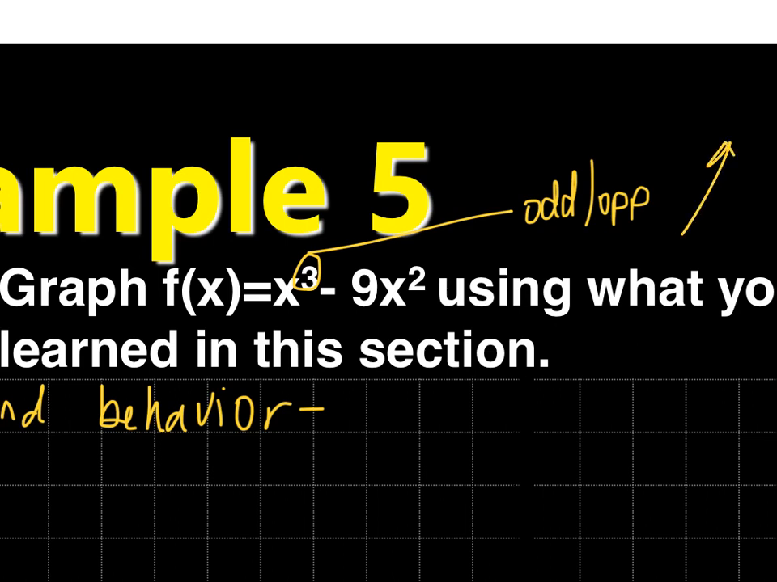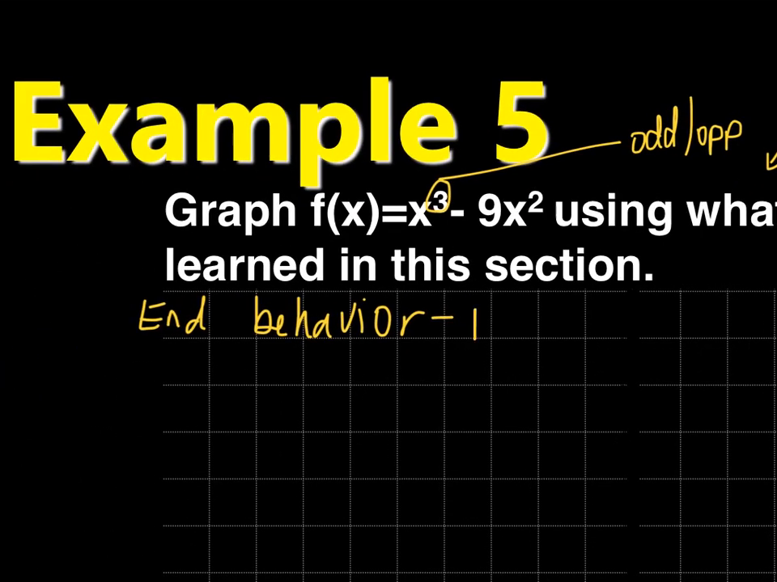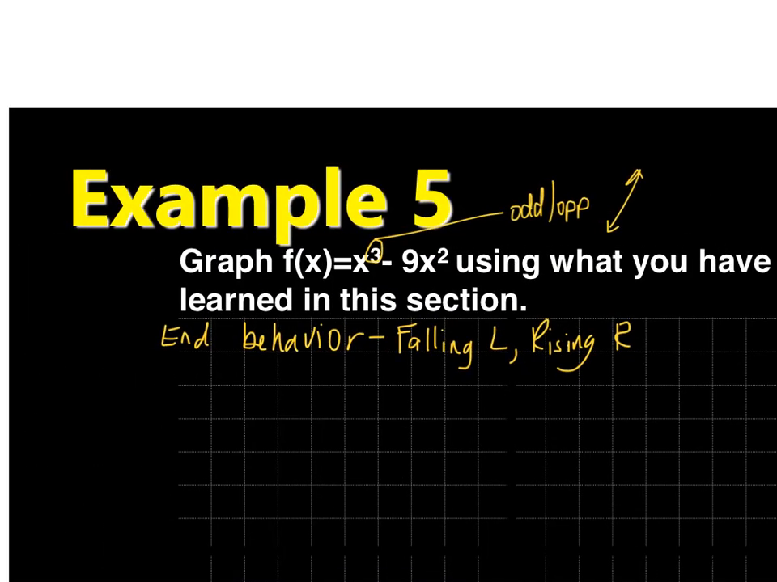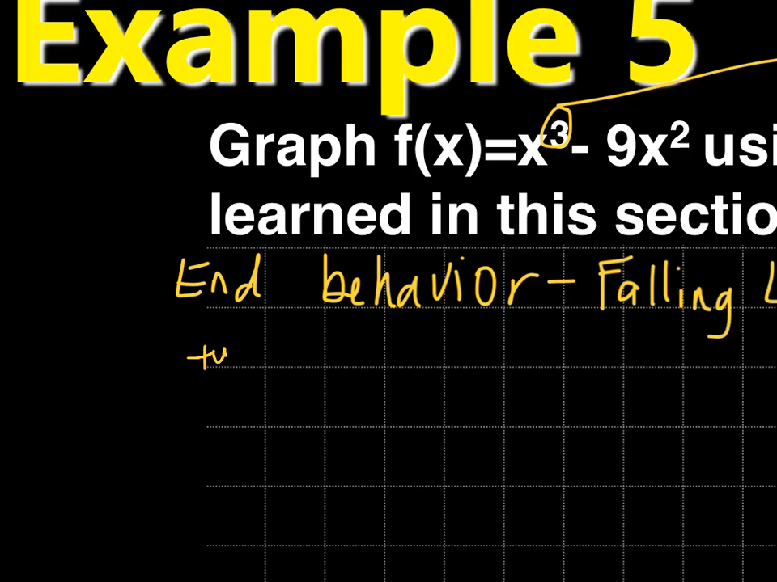So it's going to go something like this. Tell me, what's going on on the left-hand side? What's going on on the right-hand side? Falling left. Good, Melissa. Rising right. Good. Very good. How many turning points am I going to have? 2. Good.